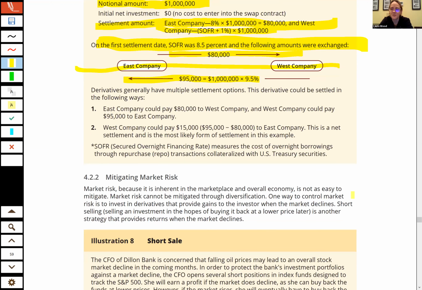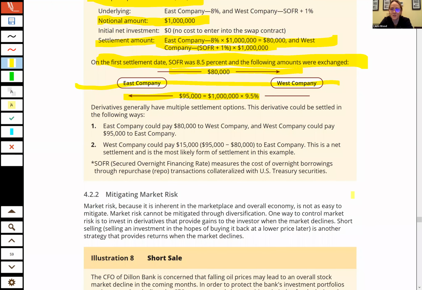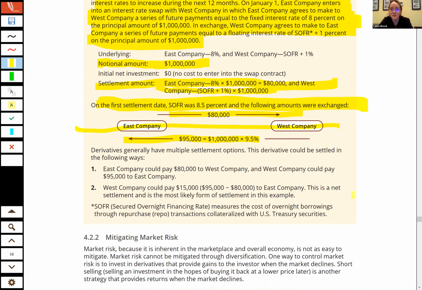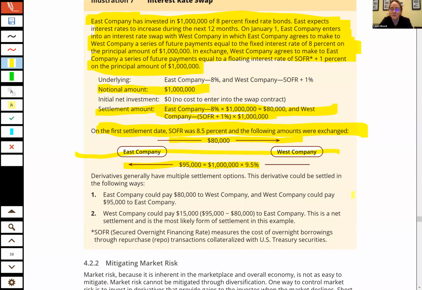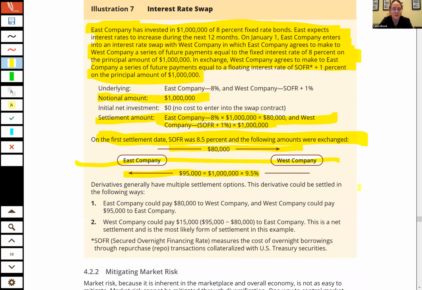Yeah. It seems like a kind of shady thing to do. If you think it's going to go up, then you're trying to get rid of it. It just doesn't make sense why anyone would buy into it then. Two different points of view, winners and losers. I mean, this is definitely a zero-sum game here. East Company's gain was West Company's loss, because they got 80,000, they had to pay 95.